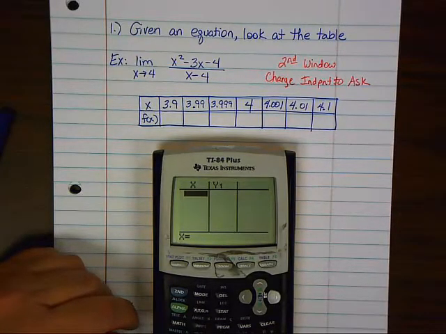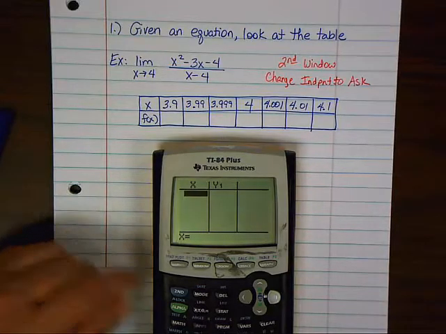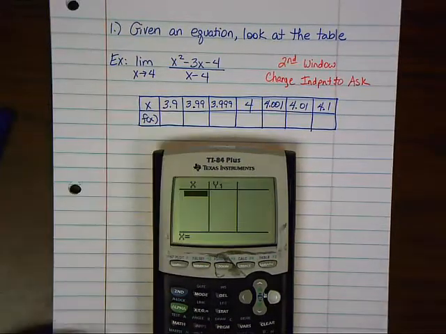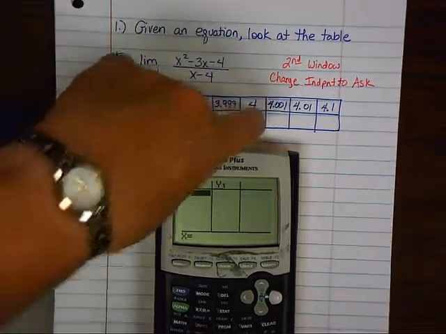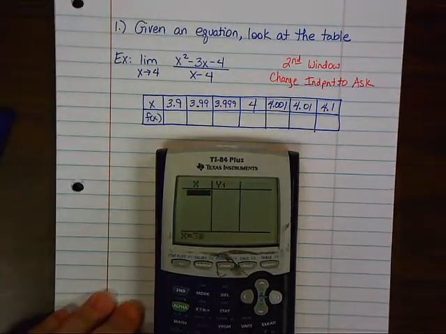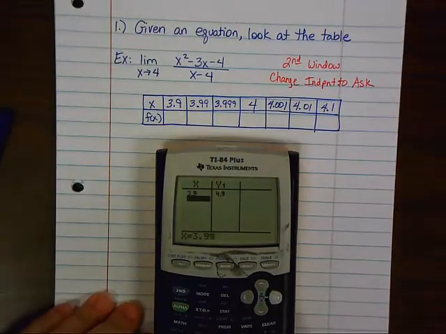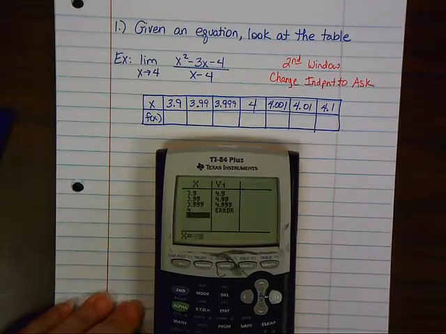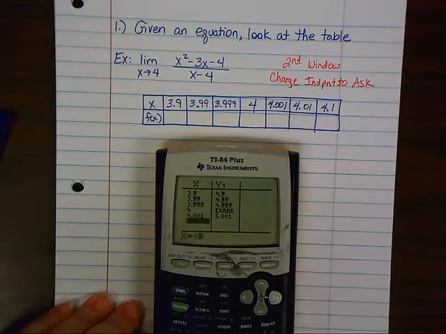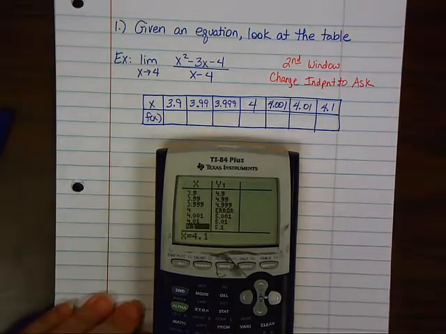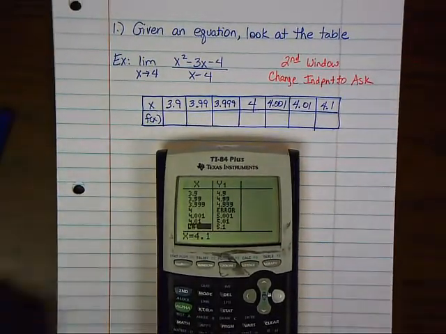Is there anybody who's having calculator issues at this point? Okay, what I want you to do is type in those x values straight across the page and then write the y values in that go below it. So 3.9, 3.99, 3.999, 4, 4.001, 4.01, 4.1. Go ahead and copy those into your table.